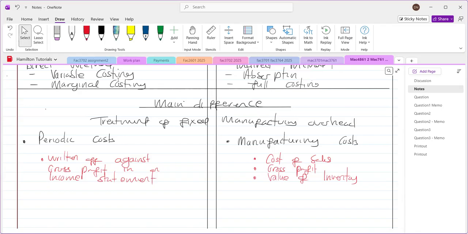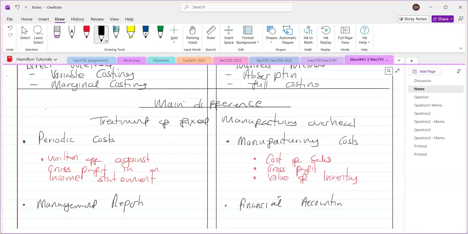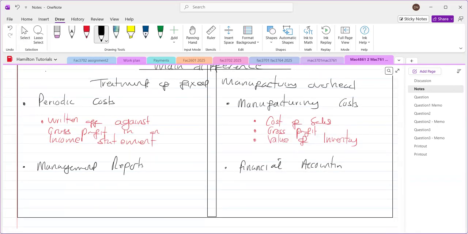Now, this here is done for financial accounting. This is the correct way for financial accounting. This here is done for management reports. So if it's done for financial accounting, it means we apply international financial reporting standards and international accounting standards. Here, no standards are required. Management tells us what they need.